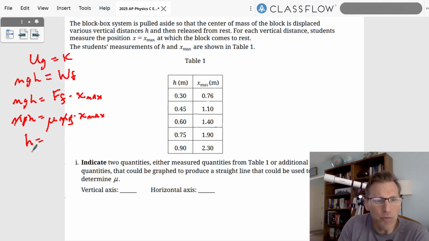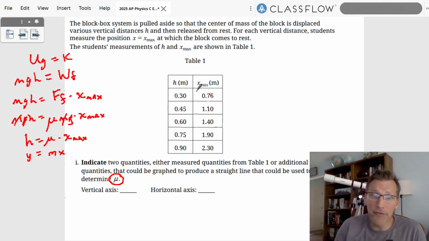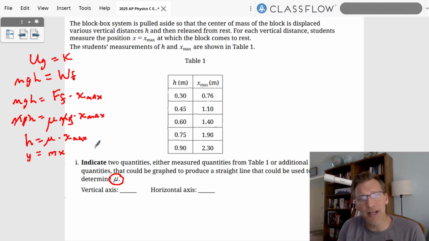We have height we can graph on our y-axis because y equals mx. Our m is going to be this coefficient right here because that's what we're going to determine at this point. What's going to be on our x-axis is this x max. And you might say, well, our independent variable is actually the height and our dependent variable is actually the x max. Well, you can move around the equation if you want to, and you can graph it differently. You can graph it either way.